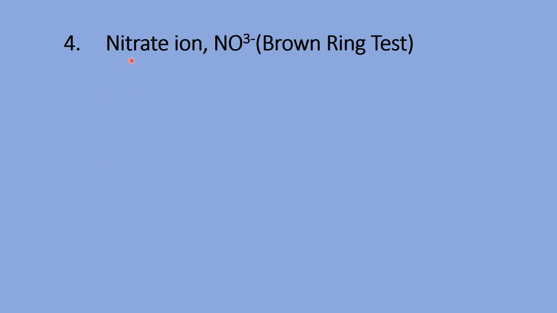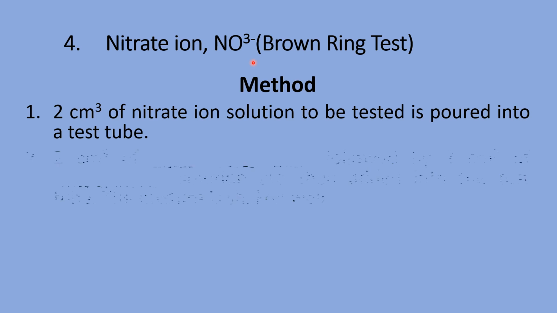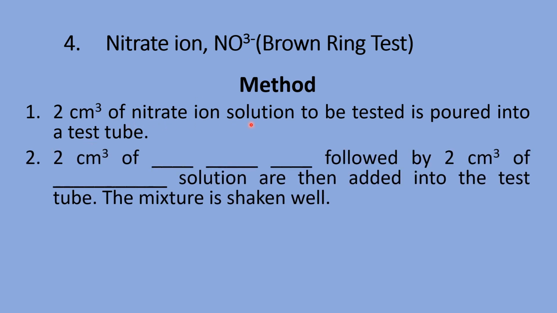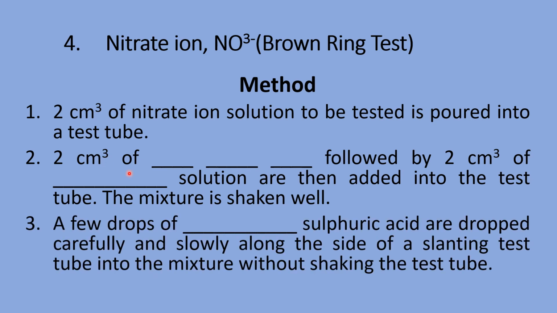Last one, nitrate ion, and we call this the brown ring test. The method. 2 centimeter cube of nitrate ion solution to be tested is poured into a test tube. 2 centimeter cube of dilute sulfuric acid followed by 2 centimeter cube of iron(II) sulfate solution are then added into the test tube. The mixture is shaken well.